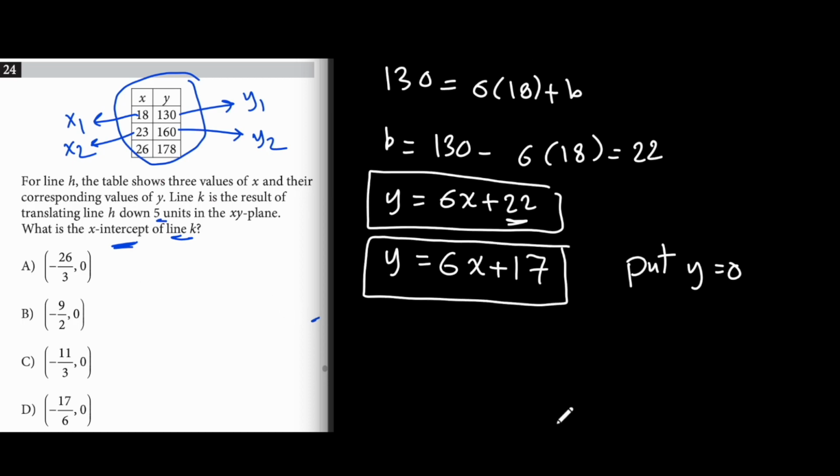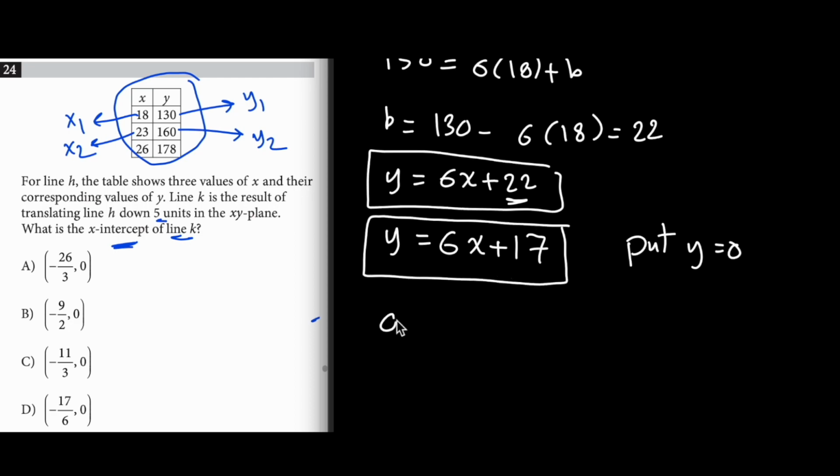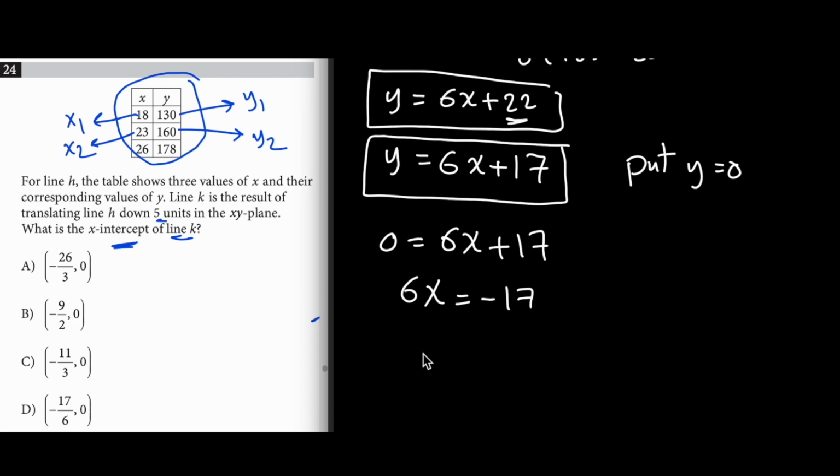Now when y equals 0, it will be 0 equals 6x plus 17. So 6x equals negative 17. It means x equals negative 17 over 6. So the answer is what? The answer is D.